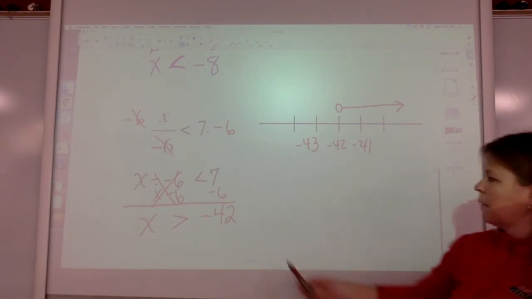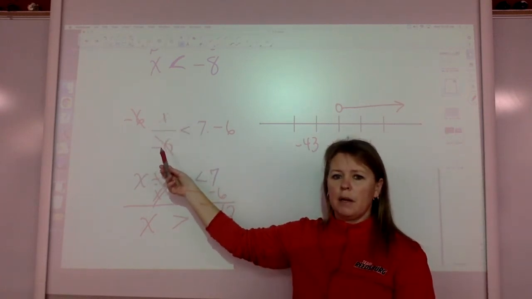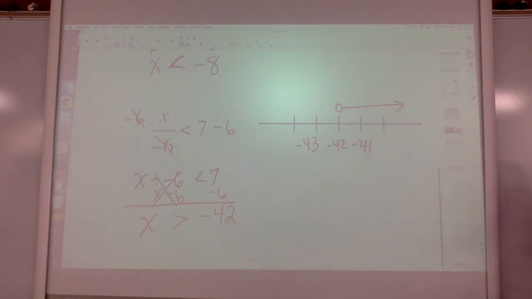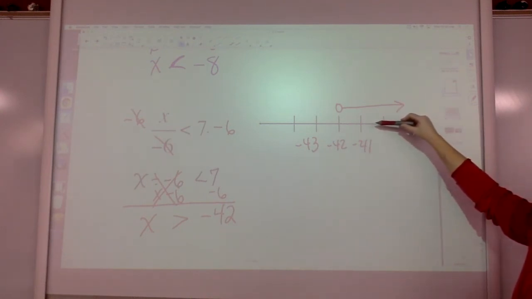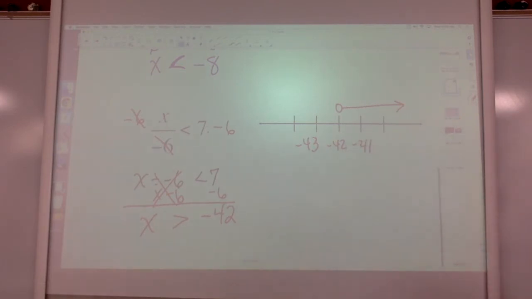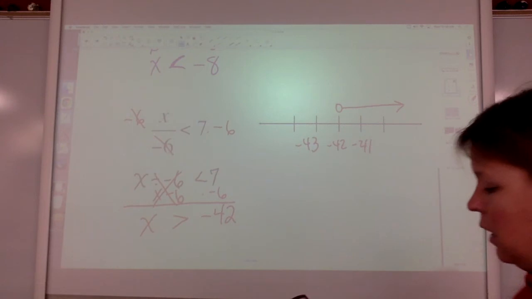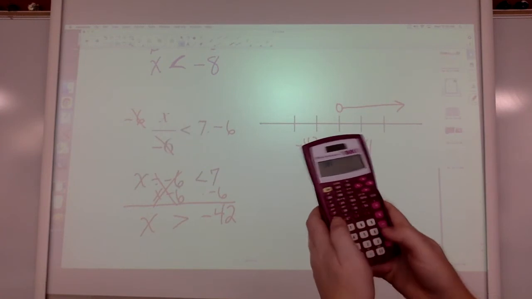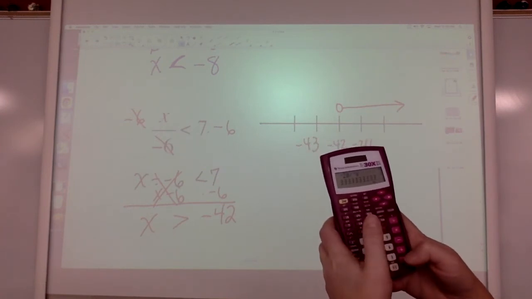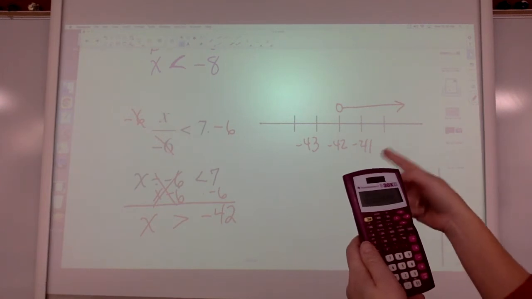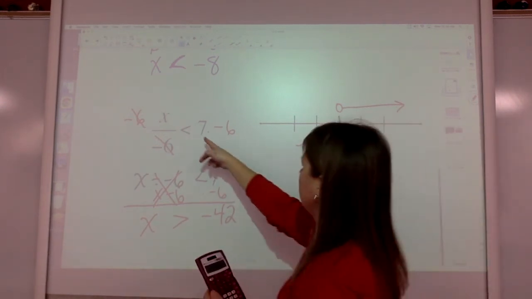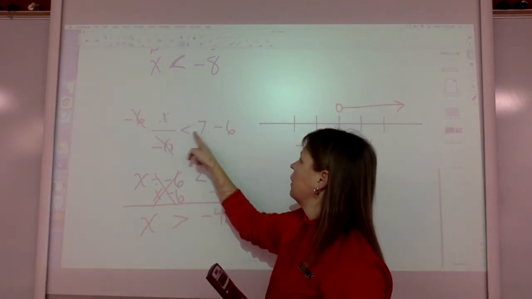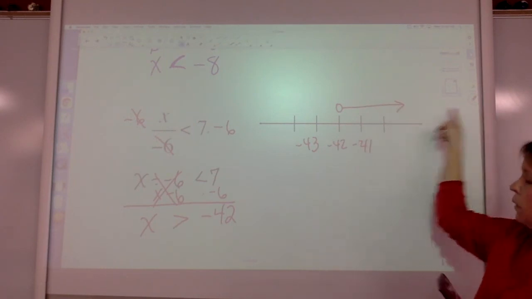You want to check your answers? Plug it back in. Negative 42 divided by negative 6 is positive 7. You want to check your arrow? Plug in a number bigger than negative 42. You could punch in any number. Let's go with negative 20. If I put in negative 20 and divide it by negative 6, I'm going to get 3. That's definitely less than 7. So if you want to check your answer, plug in the number. If you want to check your arrow, plug in a number that is somewhere up here where your arrow is.